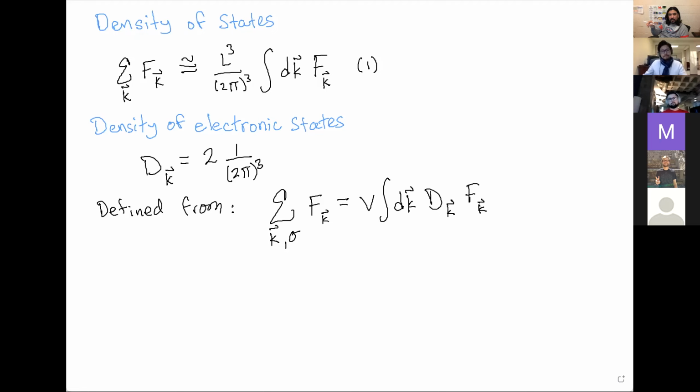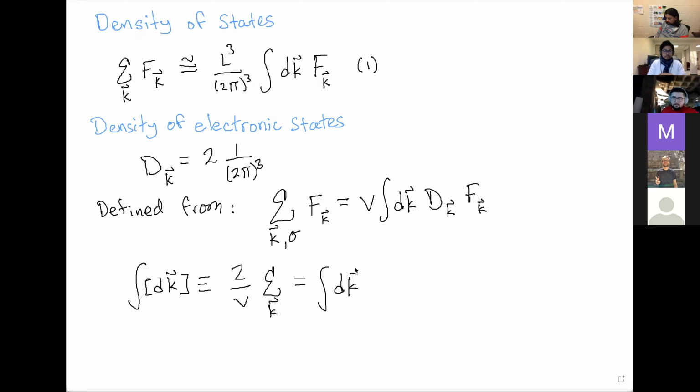Okay. All right. So then, yeah. So then we have this d of k. So we can use a shorthand, and this is just so that we have a functional that depends on dk. Basically we just define it as 2 over the volume, and that summation over k. Again, the 2 there is for spin. And that is equal to this integral.